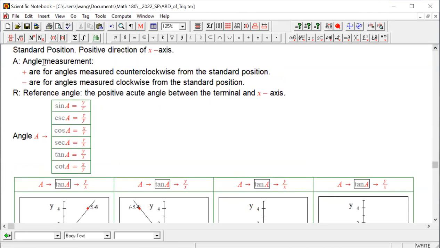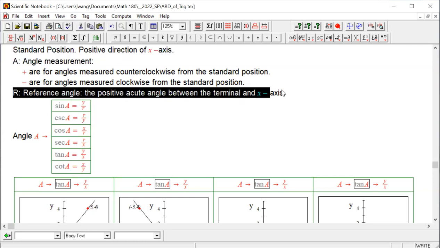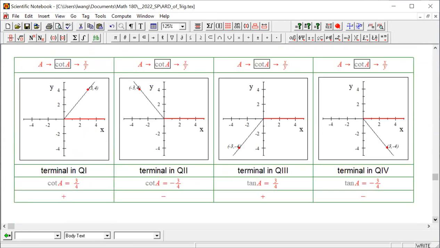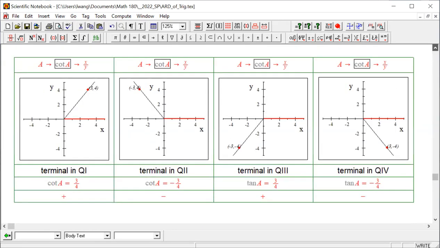Standard position, angle measurement, reference angle, which you haven't used, not yet. And we rearrange these trig functions, and we found that they are reciprocal to each other. We're going to come back to take care of that. And we cover tangent, cotangent, cosecant, secant.